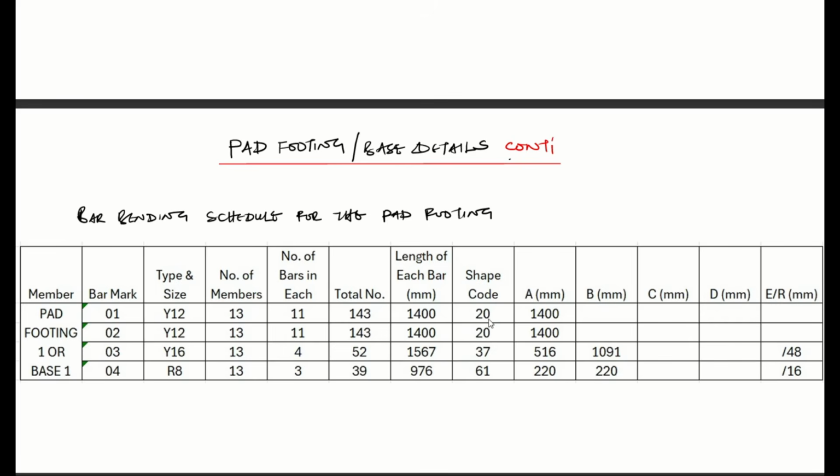Okay, so for bar mark number 2, like I said, it's just going to be the same. Shape code 20, your A is 1400 because it only has A.